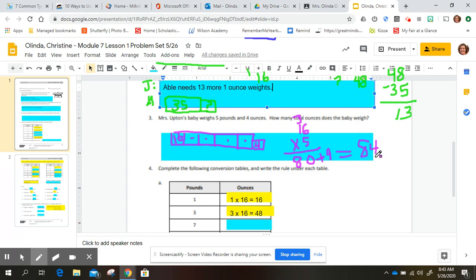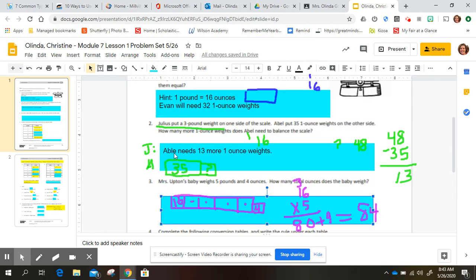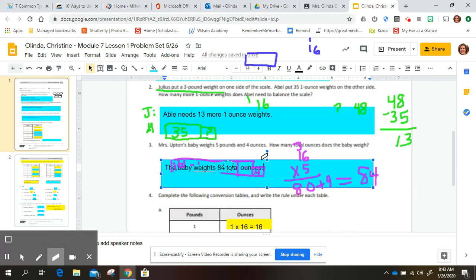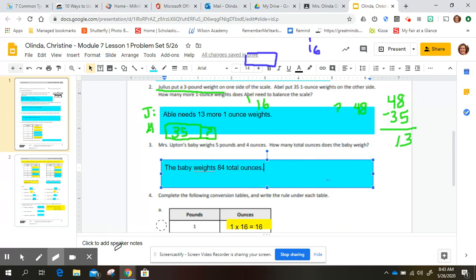So how many total ounces does the baby weigh? The baby weighs 84 total ounces. And I could type that in there. And let me erase the purple so you can see it. And let me fix spelling weighs. The baby weighs 84 total ounces.